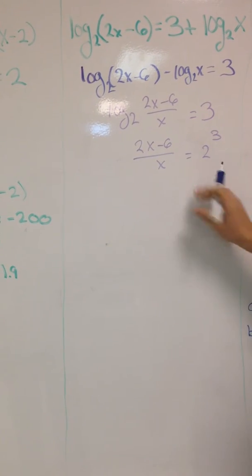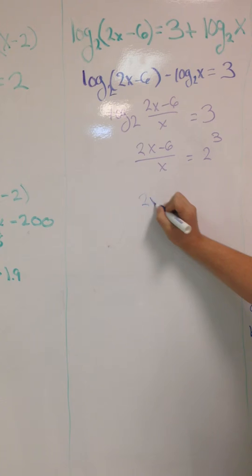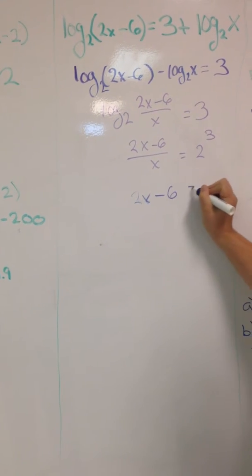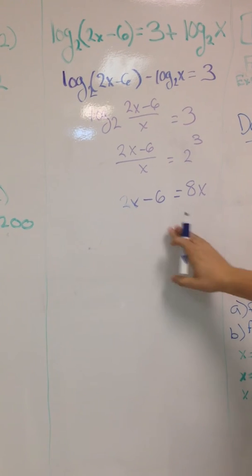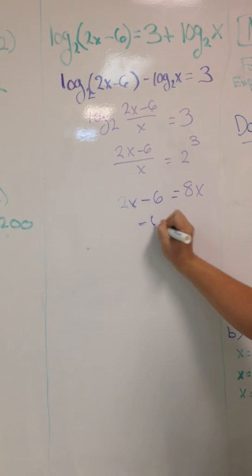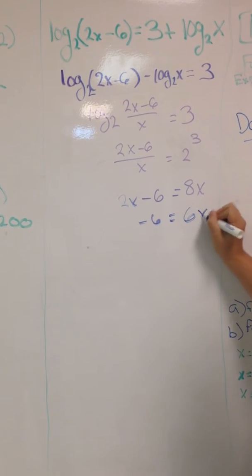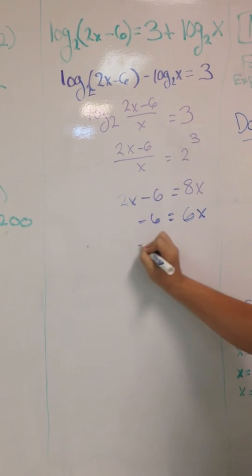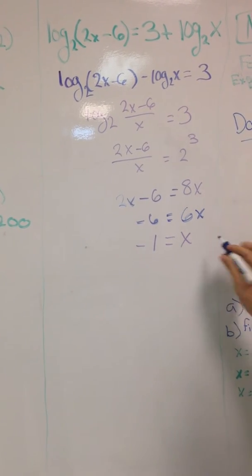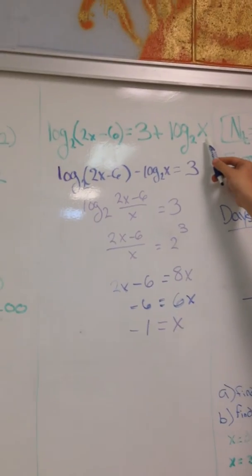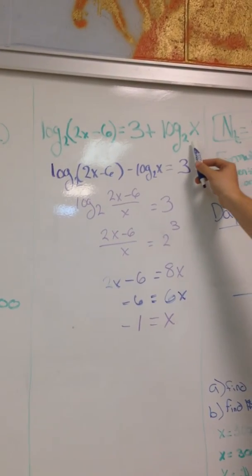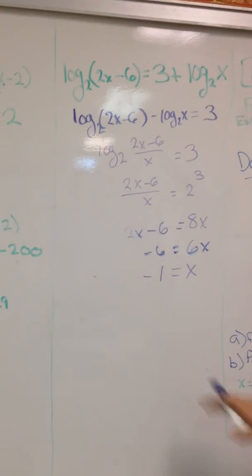And then you would multiply both sides to get rid of the denominator. And then you would just move common numbers together. So you'd have negative 6 equals 6x, and then you would just divide by 6. You'd have negative 1 equals x. And then when you put that back in, you see that you have a negative here, and you can't have a negative log, so there is no solution for this problem.